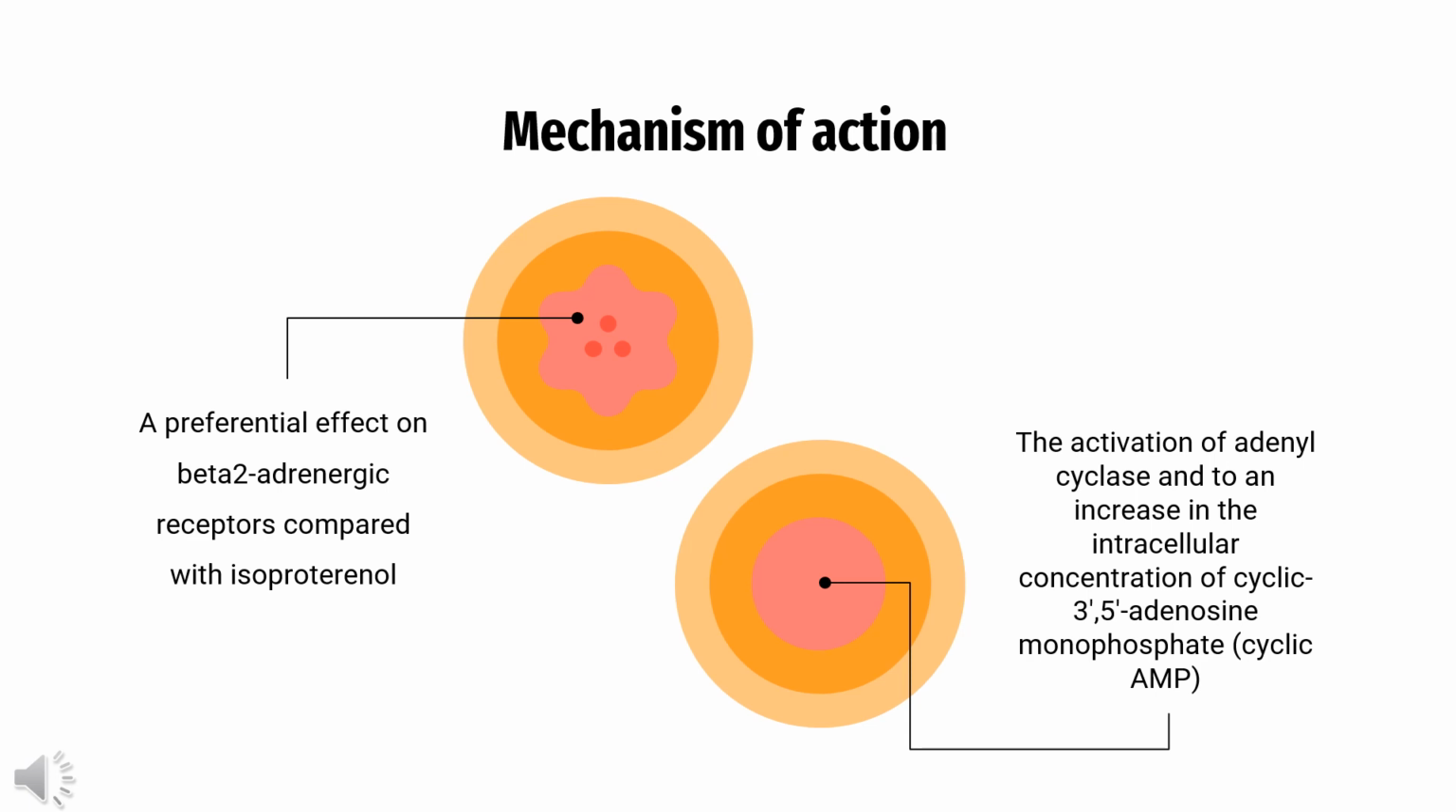Activation of beta-2 adrenergic receptors on airway smooth muscle leads to activation of adenyl cyclase and to an increase in the intracellular concentration of cyclic 3',5'-adenosine monophosphate, cyclic AMP. This increase of cyclic AMP leads to the activation of protein kinase A, which inhibits the phosphorylation of myosin and lowers intracellular ionic calcium concentrations, resulting in relaxation.